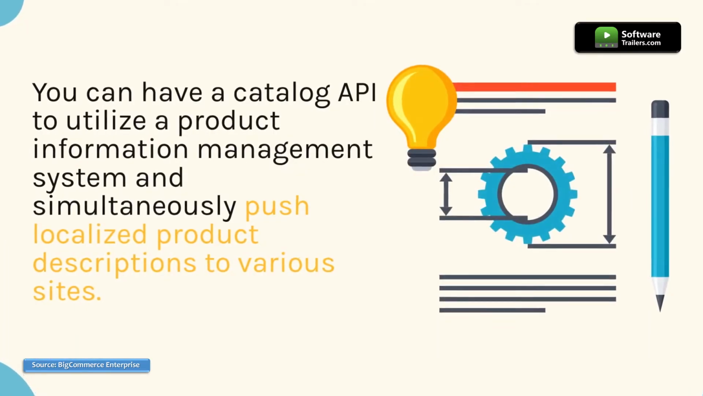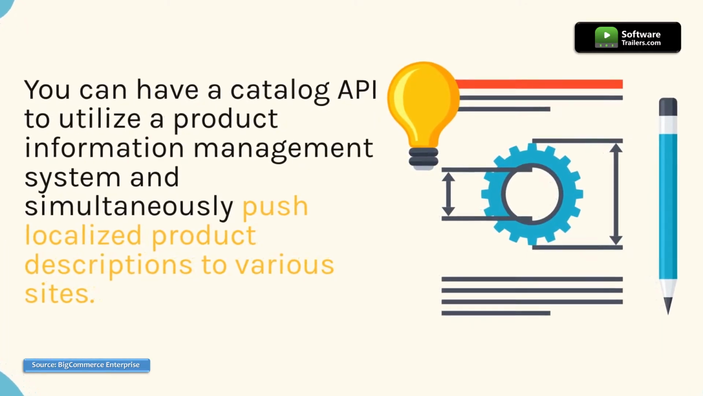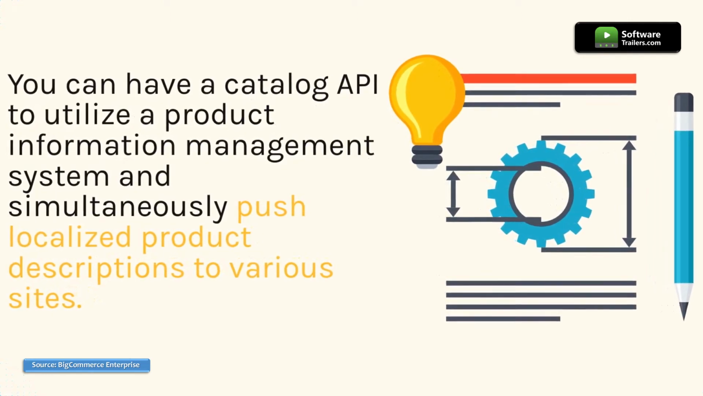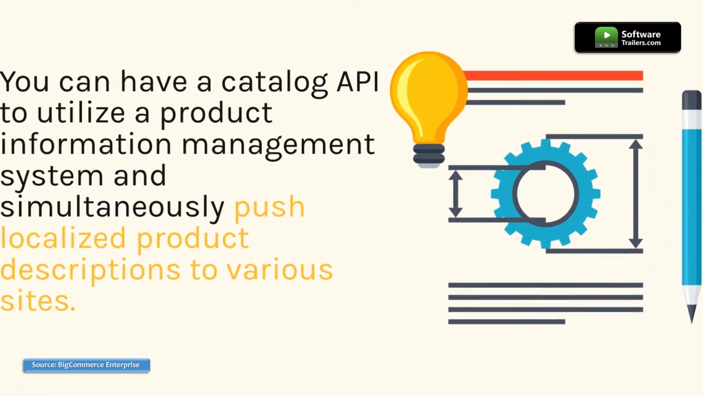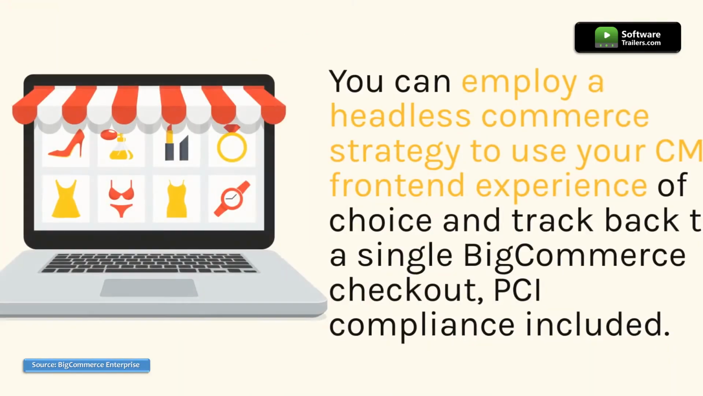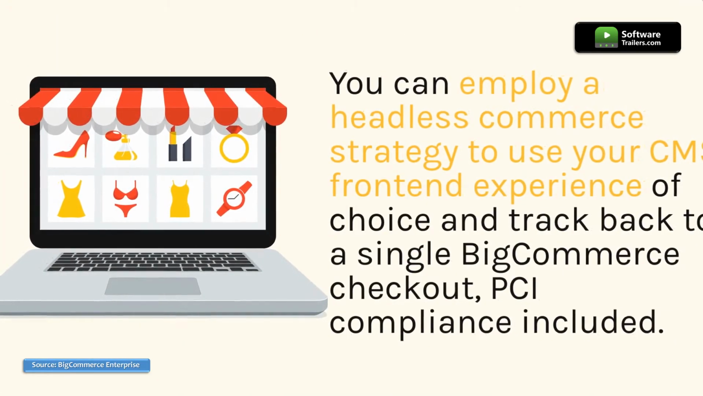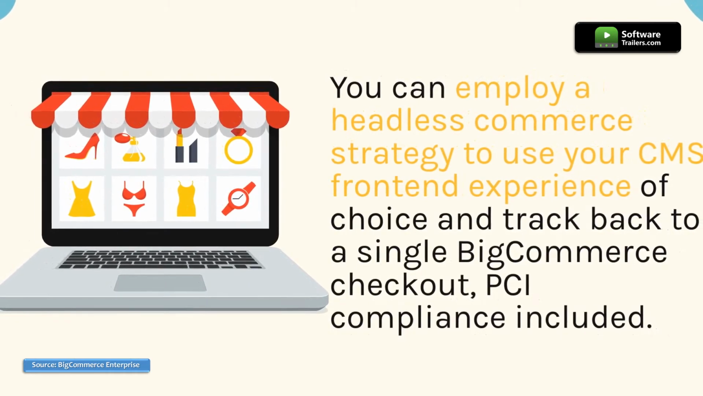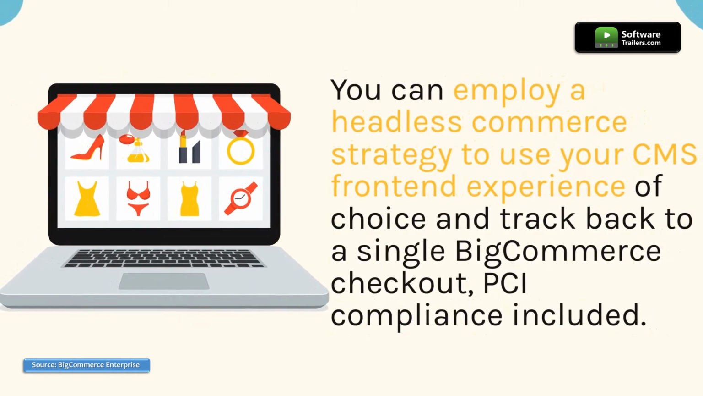You can have a catalog API to utilize a product information management system and simultaneously push localized product descriptions to various sites. You can employ a headless commerce strategy to use your CMS front-end experience of choice and track back to a single BigCommerce checkout, with compliance included.